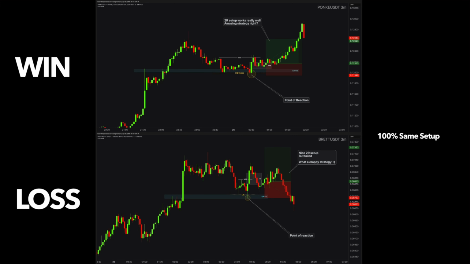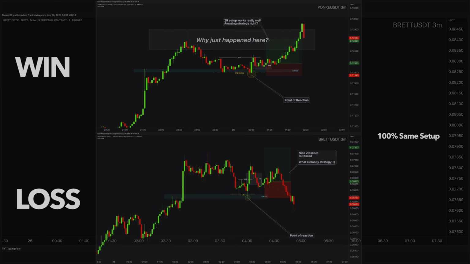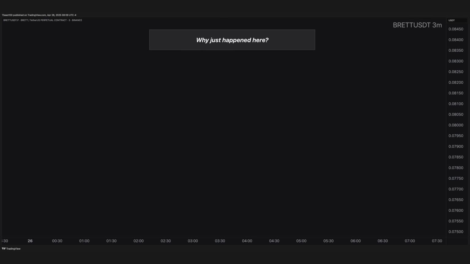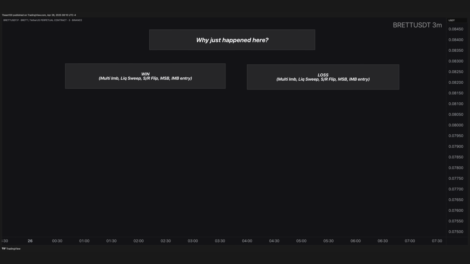Just look at these two trades, two different coins on the same day. One win and one loss. And it is 100% the same setup. We must think about this for a second. So let's question this. What really just happened here?